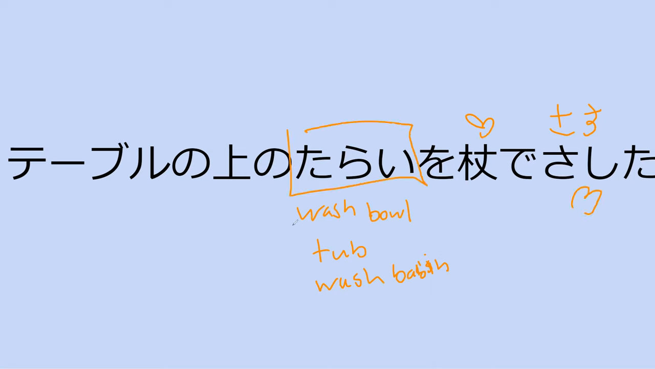Table no ue no tarai o tsue de sashita. And we say that sashita was from sasu. To point. Using the cane, he pointed at the tarai, the bucket on top of the table. Specifically, I looked at how to say the word. Is it wash bowl or tub or wash basin? It's not a tub in here, so wash bowl, or you could say basin. I see. Wash basin would be more right. Wake yourself up, go wash your face or something. Basically, yeah, he points at the wash basin on top of the table.